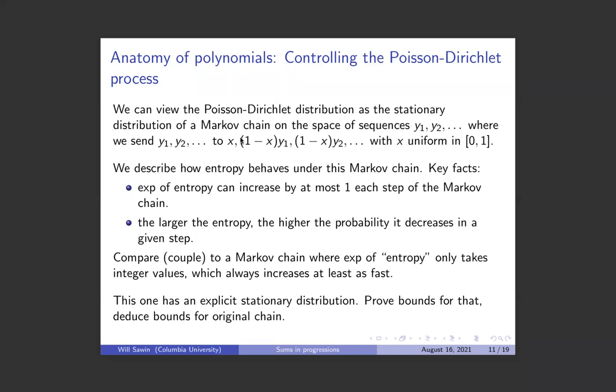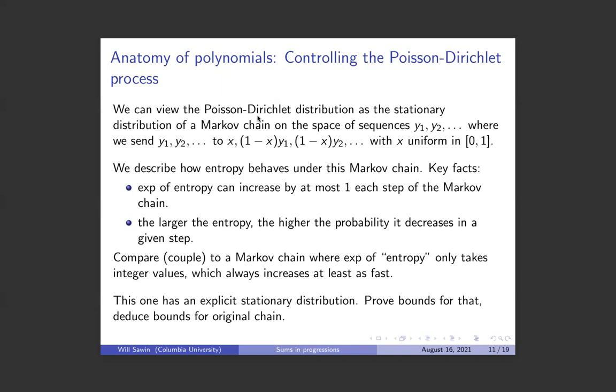And so it's sort of clear from the definition that if you run this Markov chain long enough, you'll converge to the Poisson-Dirichlet distribution. It's the unique stationary distribution. And so it suffices to look at how the entropy behaves under this Markov chain. You can write the entropy after applying this step in terms of the entropy before, so the entropy itself forms a Markov chain. And it turns out the entropy behaves really nicely under this process.